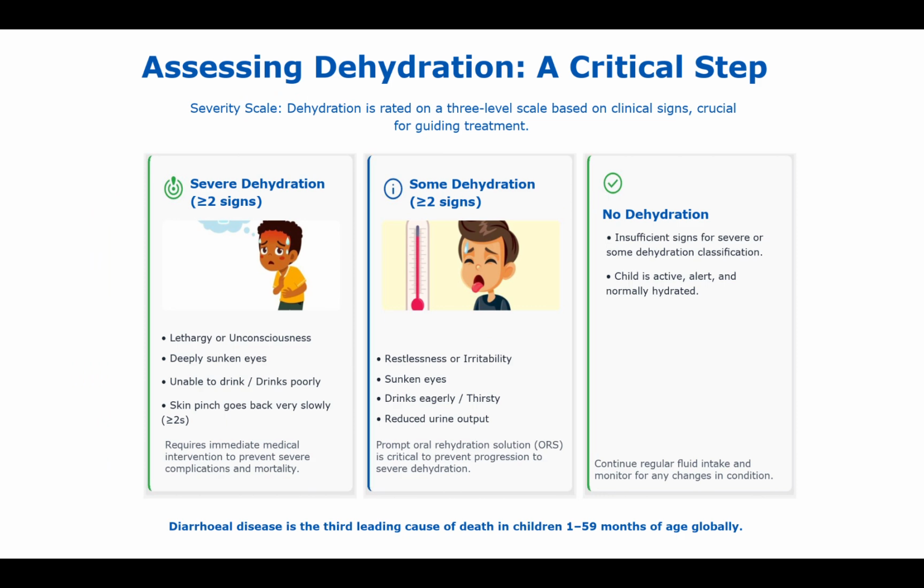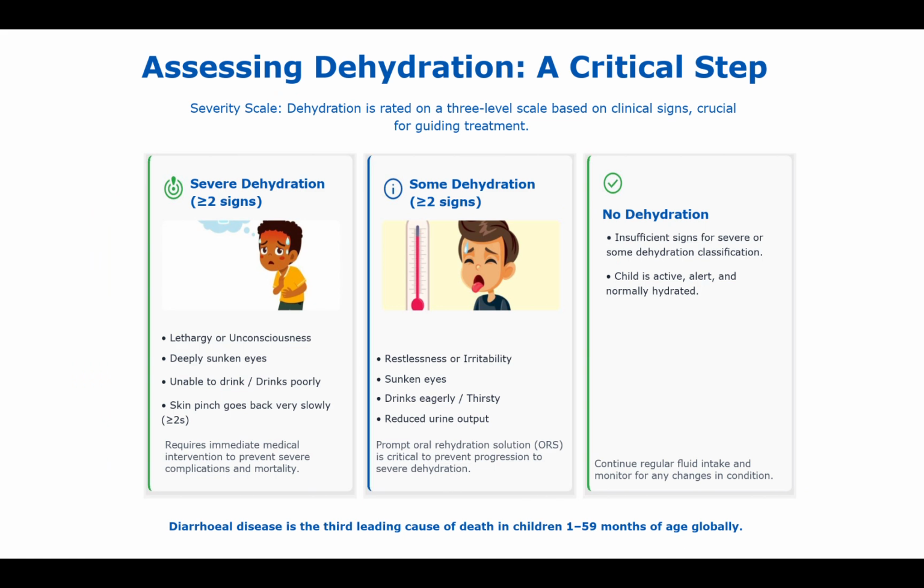Assessing the degree of dehydration is arguably the most critical step in managing acute watery diarrhea, as it directly dictates the urgency and type of intervention. The guidelines use a practical 3-level severity scale primarily based on easily observable clinical signs. For severe dehydration, clinicians should look for at least two of the following signs: the child appears lethargic or unconscious, has noticeably sunken eyes, is unable to drink or drinks very poorly, and a skin pinch test, where a fold of skin on the abdomen is lifted, takes 2 seconds or more to return to normal.